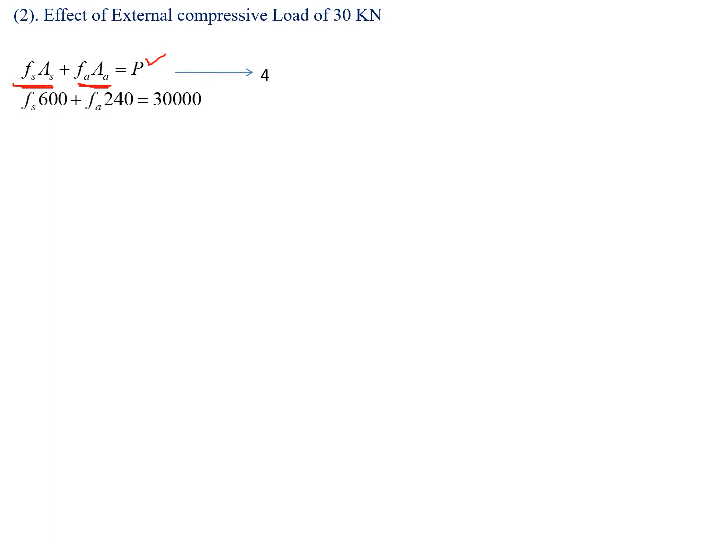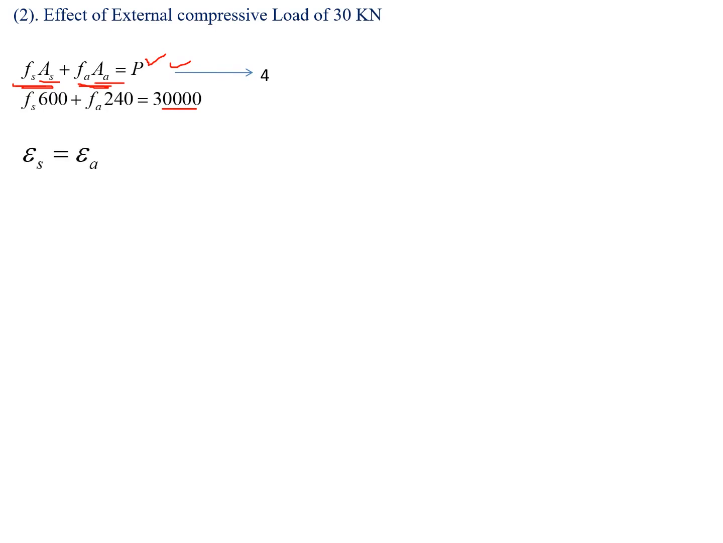So that is 30 kilonewtons, which is equal to 30 into 10 to the power of 3. We know that the cross-sectional area of the steel is 600 and the cross-sectional area of the aluminum is 240. Then you have to substitute the AS and AA values in this equation. Then the equation will become Fs times 600 plus Fa times 240 equal to 30,000.